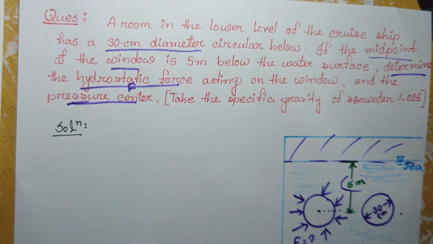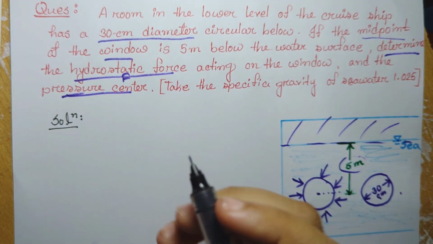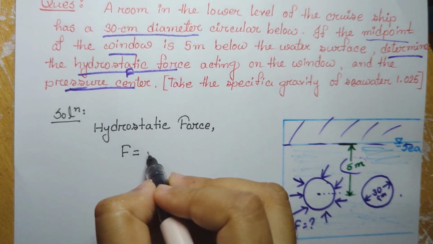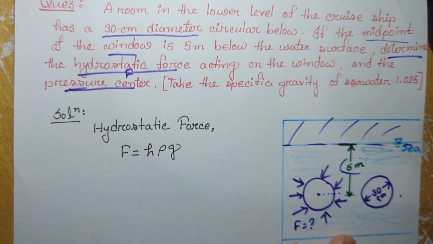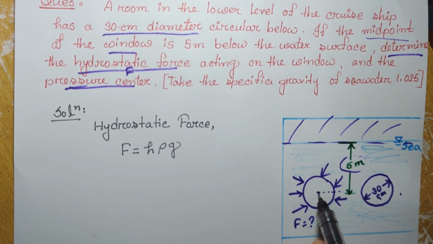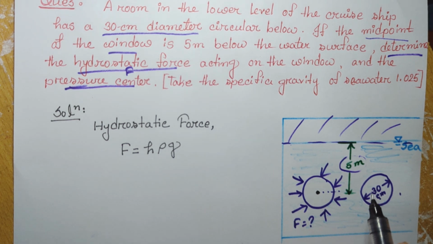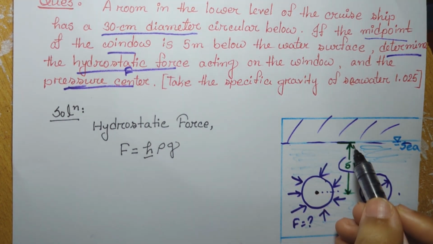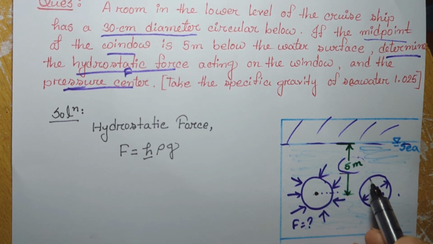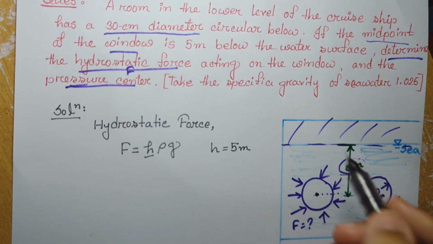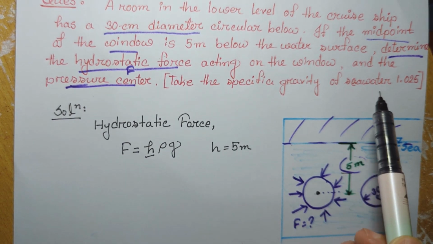Now let's solve this problem. First we will find the hydrostatic force. We know the formula for pressure, which is H rho G, and as this is a circular window, the centroid must be at the center of this circular shape. So we will take H, the difference between the watery surface and the centroid, which is 5 meter.